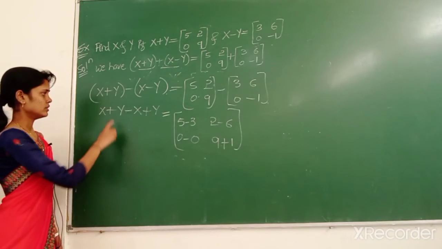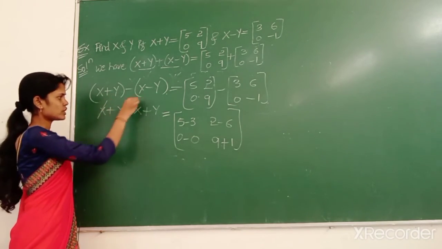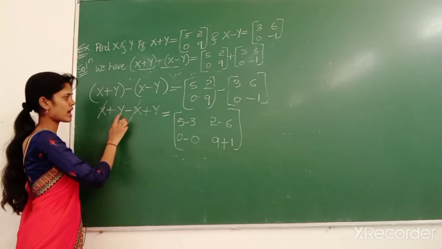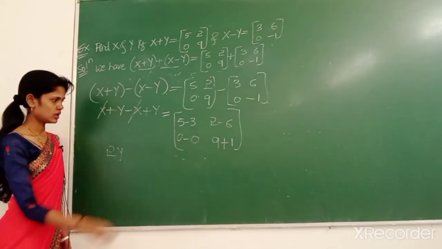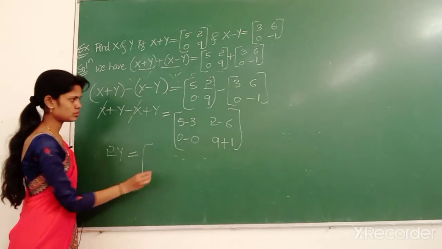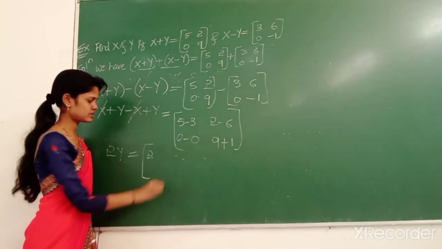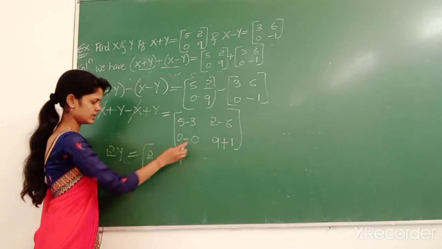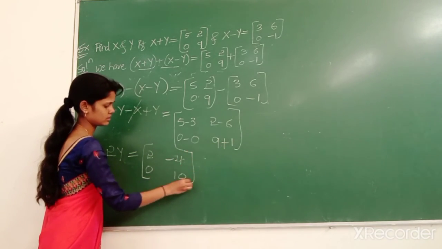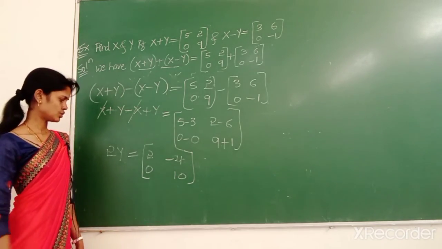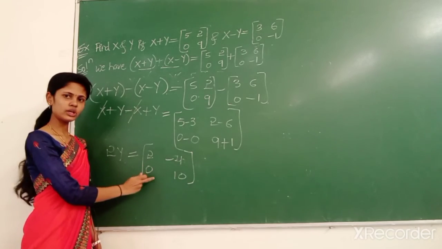Then clearly plus X is there, minus X is there. These two get cancelled. What are we left with? Y plus Y. So Y plus Y is 2Y. Okay. So 2Y is equal to 5 minus 3 is 2. 2 minus 6 is minus 4. This one is 0. 9 plus 1 is 10. Is it clear? So 2Y is equal to what we got: [2 -4; 0 10].